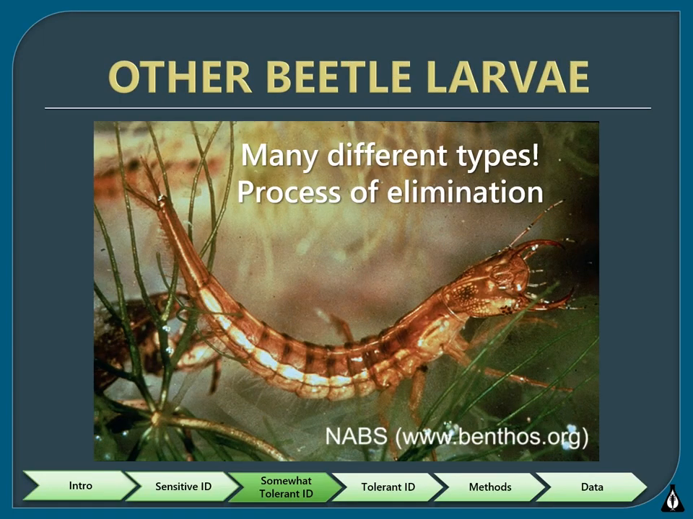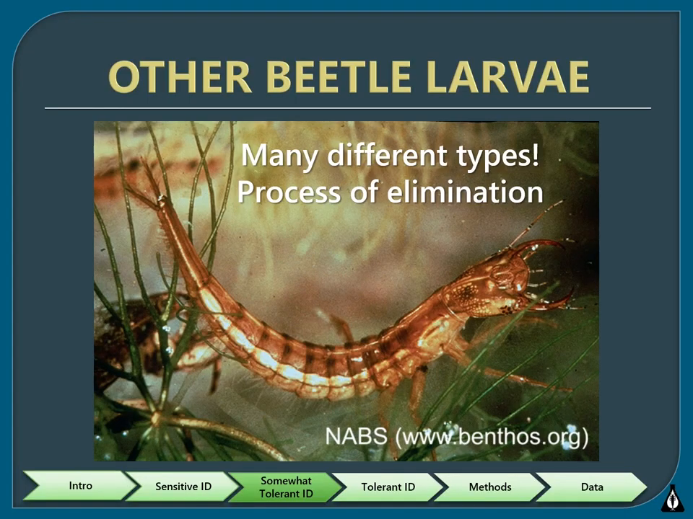Occasionally, monitors may find larvae of other aquatic beetles, other than riffle beetles or water pennies. Other beetle larvae can be identified by process of elimination. If the characteristics don't quite match those of other taxa, it's probably other beetle larvae. If you are uncertain of an ID, you can take a photo and email it to Stream Team staff to help with identification.